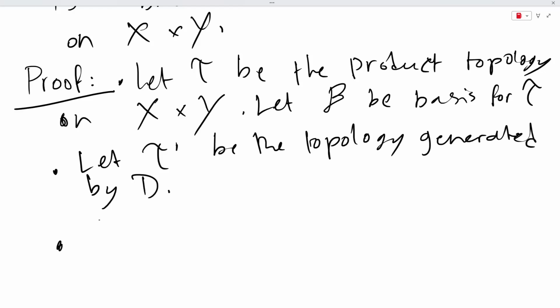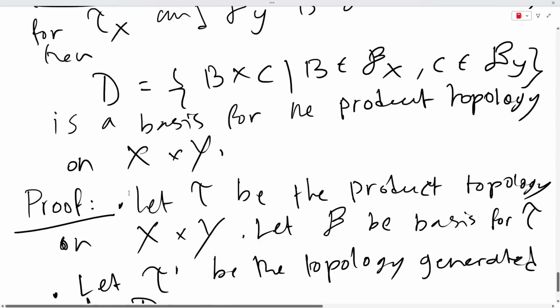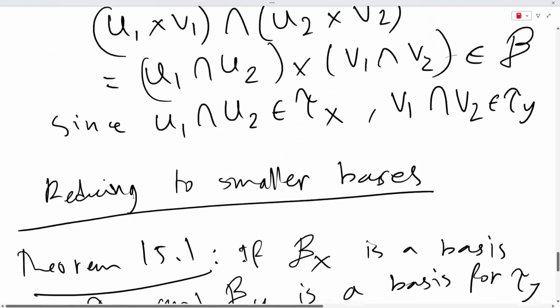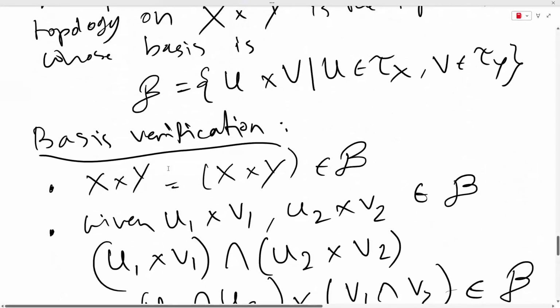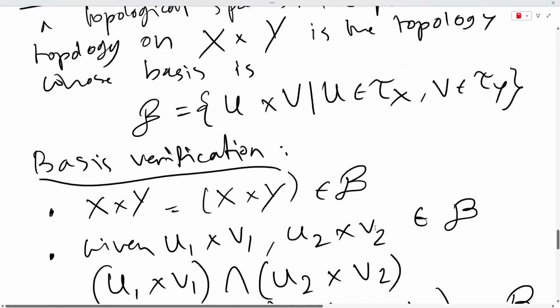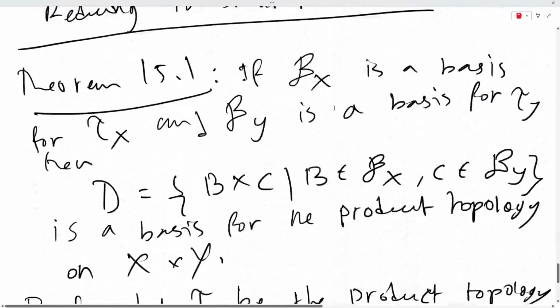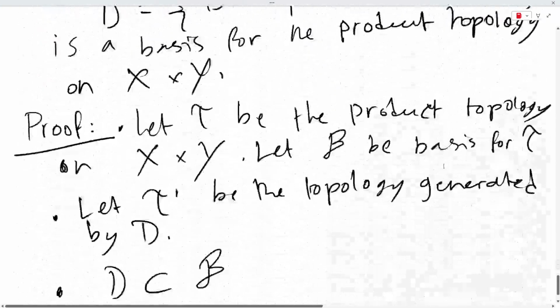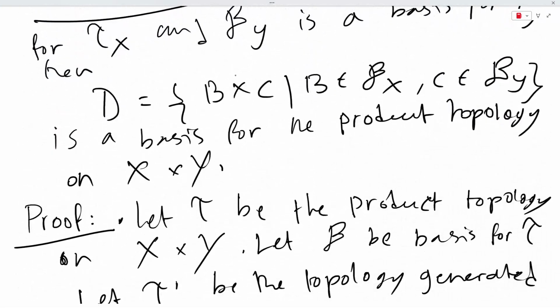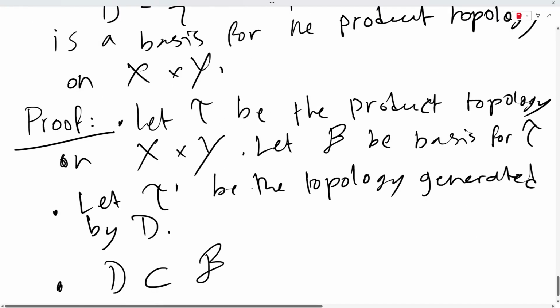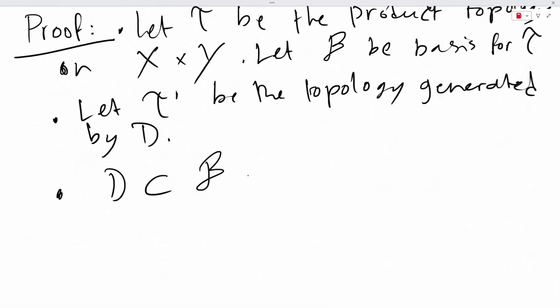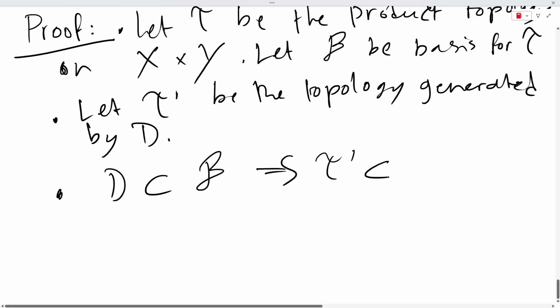Now we can see that D is contained in B, because if you consider the basis B, it has elements from both tau X and tau Y. So B has elements from there, and B is also just the Cartesian product of those elements. So D is contained in B, which implies that tau prime is contained in tau.